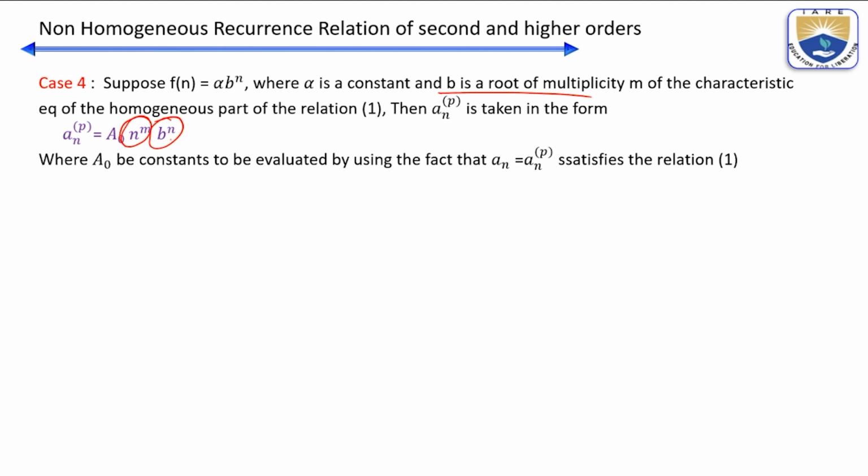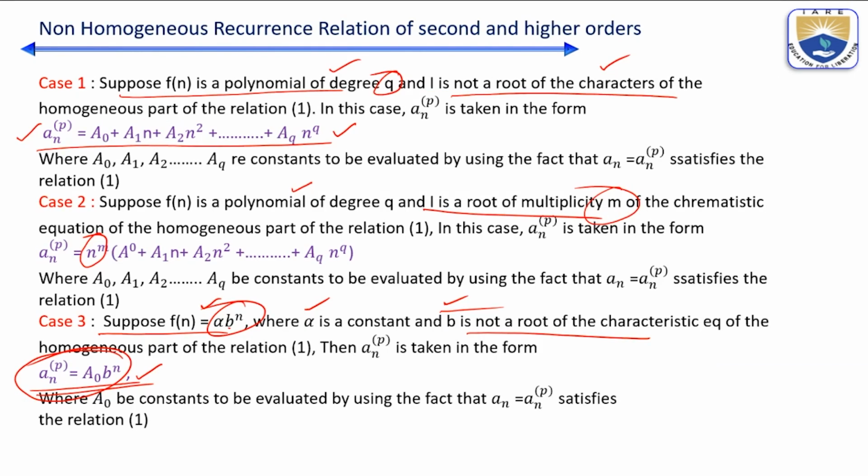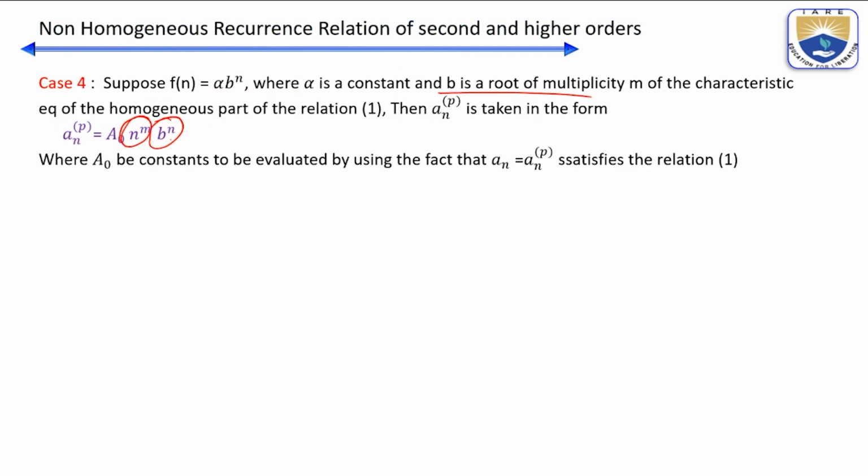So whenever f of n is a polynomial and 1 is not a root of the auxiliary equation, we use the first form. Case 2 is f of n a polynomial and 1 a root of the auxiliary equation repeated m times; then what is the particular integral? Then f of n equal to a specific form alpha b to the power of n: how do we assume a particular integral? And if b is a root of the auxiliary equation repeated m times, then what is the assumed particular integral?